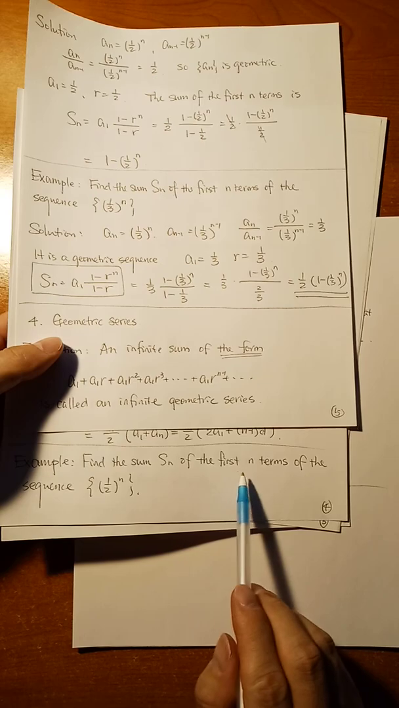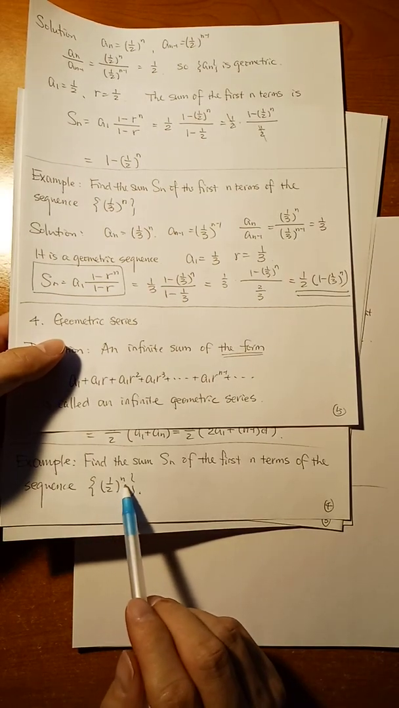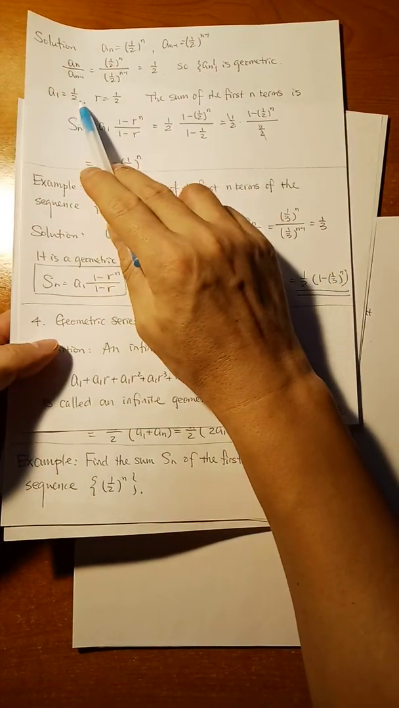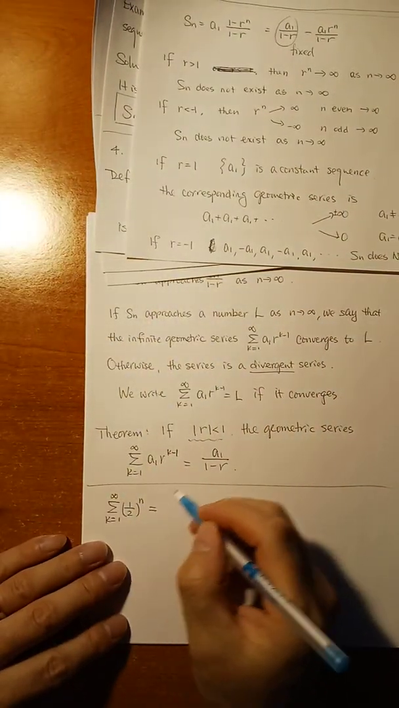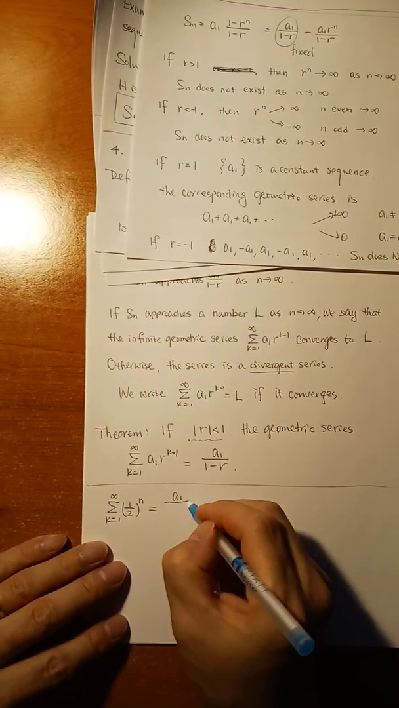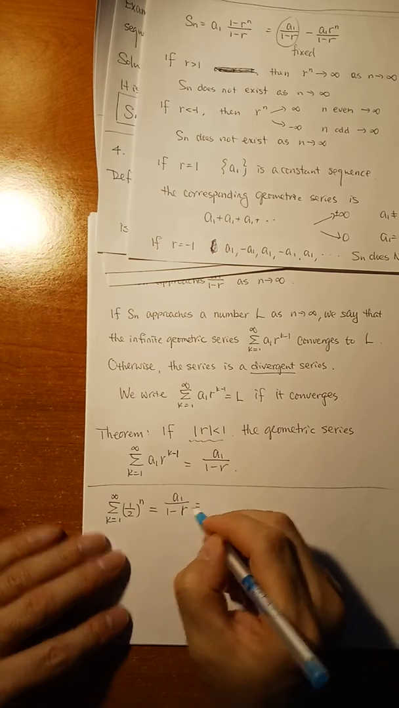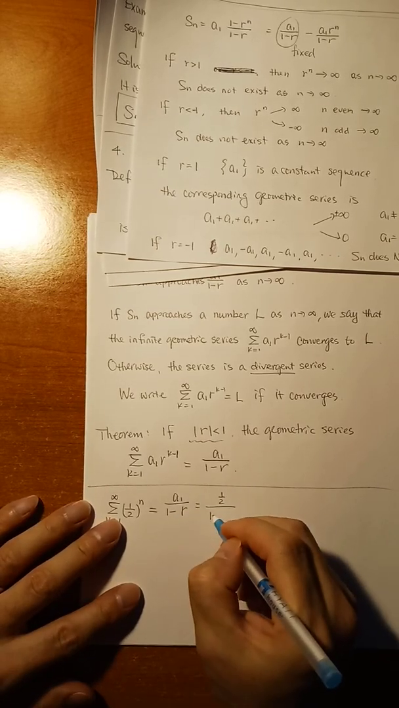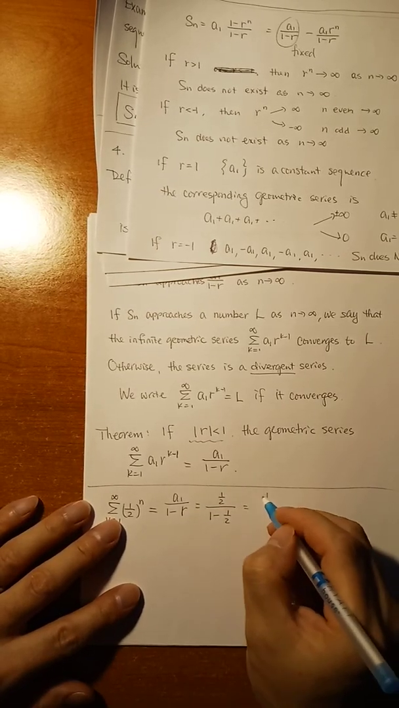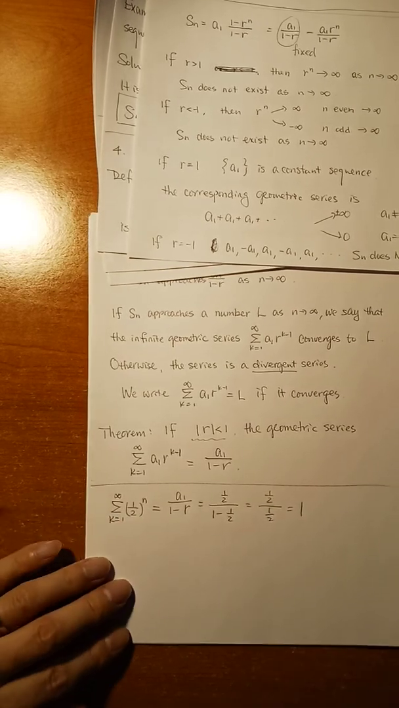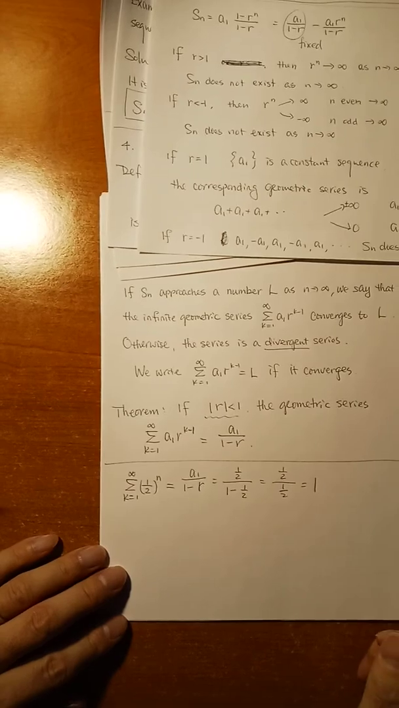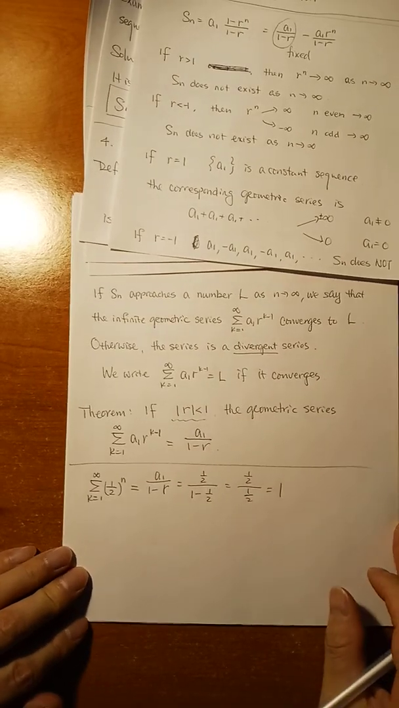We found the sum of the first n terms of 1/2 to the power n, and from here we get that the initial term is 1/2 and the common ratio is 1/2. Remember this: the sum is equal to the initial term over 1 minus the common ratio. So it's 1/2 over 1/2, which is equal to 1. Wow, very interesting, right?